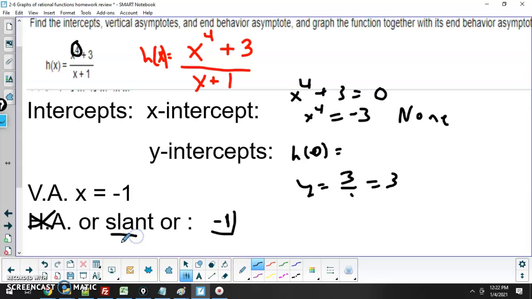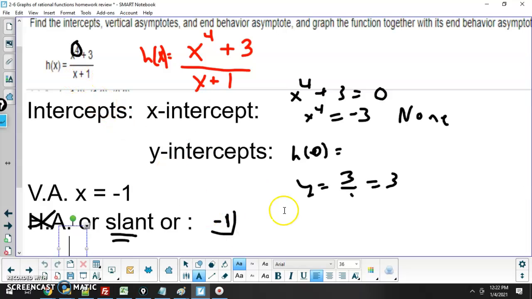However, another type of end behavior asymptote is a slant asymptote. Really, it's not a slant line, it's a type of function that the graph approaches. We're going to figure out what function that is by doing synthetic division. You could do long division as well. We can do synthetic division because this is just x plus 1, and not like x squared or x cubed.